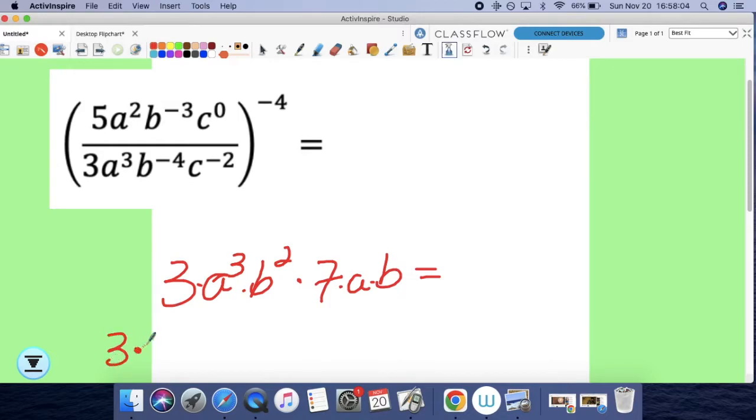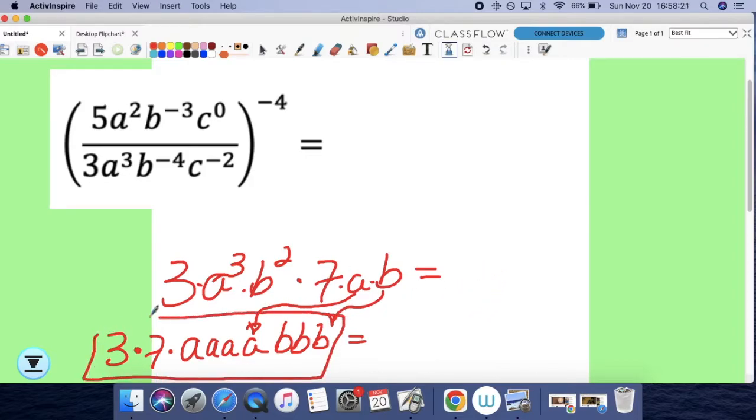We can write all the coefficients together, 3 times 7. And then let me expand on the a to the third and write a times a times a. And let me bring this a over here. b to the second power is 2 b's being multiplied, and then this last b. So that's what it looks like expanded. Nobody wants to do this. But this shows you what we are doing.